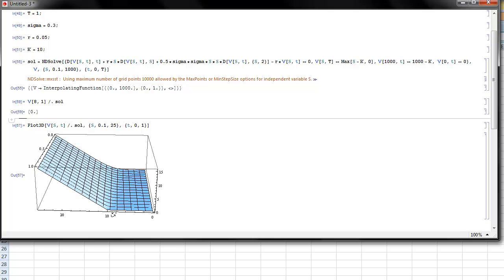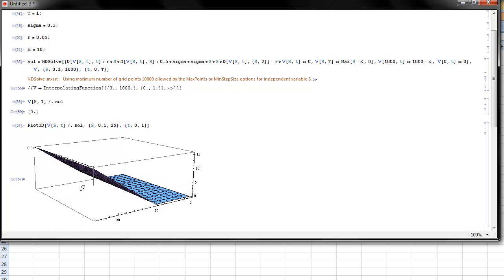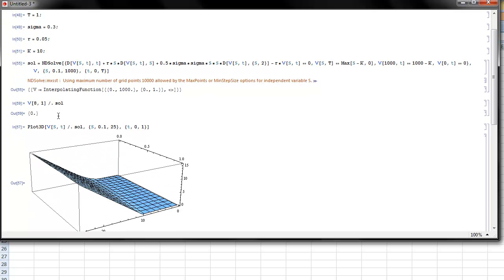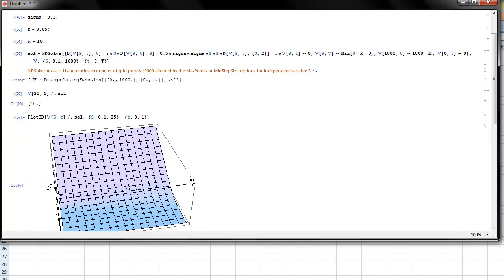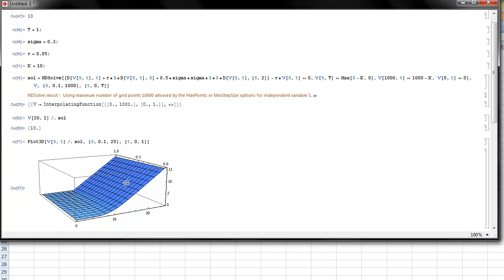Okay, and if we choose the price to be, well, 20, we get this point, which is supposed to be something like 10. Yeah, it must be 10, of course, because of the boundary condition. So if we choose 20, we get 10. Okay, so basically this pricing surface tells us all the information about the possible combinations of time and the price of the underlying.